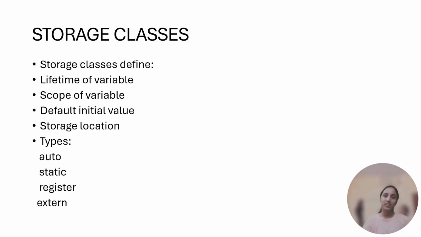Storage classes. Storage classes define the lifetime of variables, scope of variables, default initial value, and storage location. There are four types: auto, static, register, and extern.